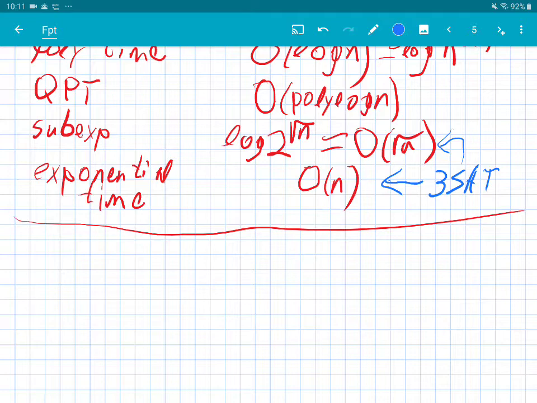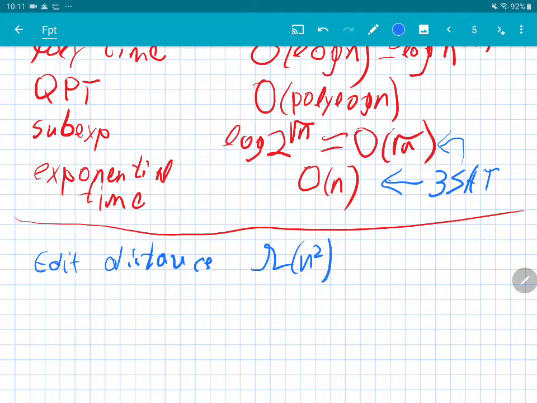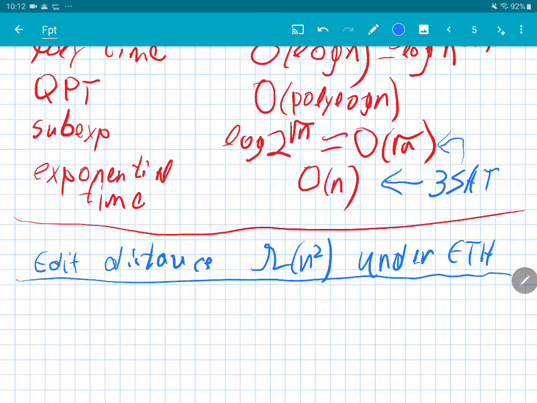Maybe one of the cutest ones is that edit distance requires quadratic time under ETH. Which is kind of amazing, because what this statement says is that if we can do edit distance in subquadratic time, then we can solve 3SAT faster than exponential time. So a very surprising result, and in fact there is a big zoo of such results by now.